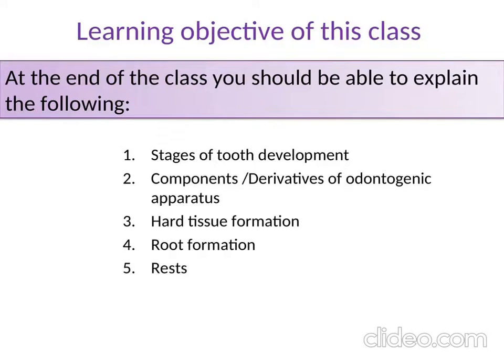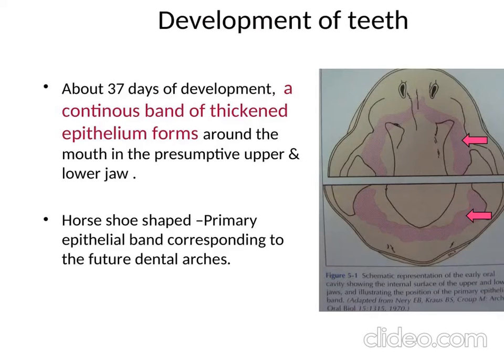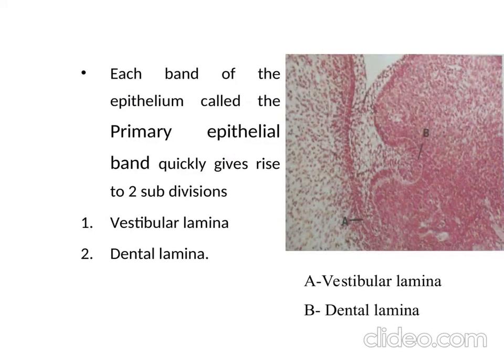As we all know, the development of tooth begins very early, at 37 days of intrauterine life. It begins by formation of a thick band of epithelium in the corresponding upper and lower jaw. They are called the primary epithelial band. This primary epithelial band proliferates to give rise to two other bands, namely the vestibular lamina and the dental lamina.